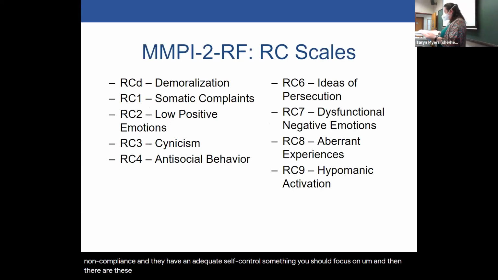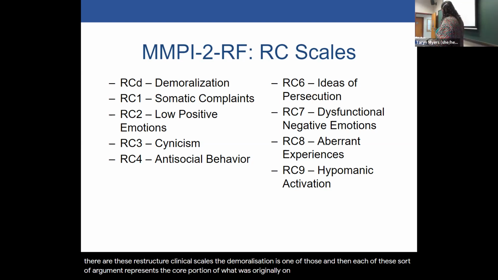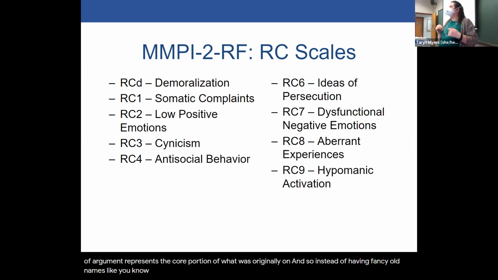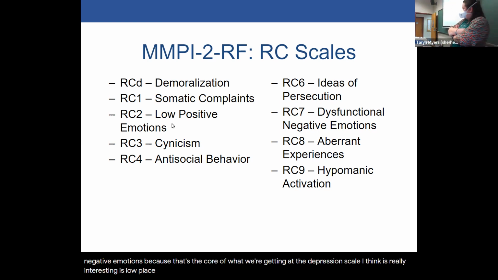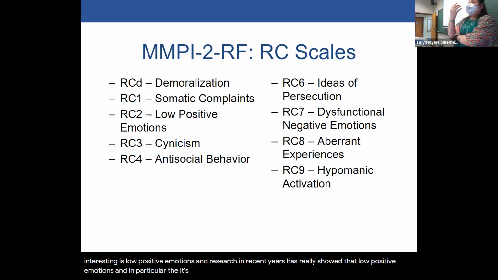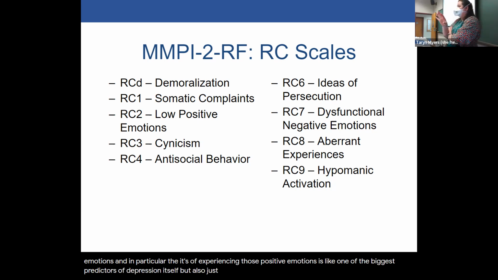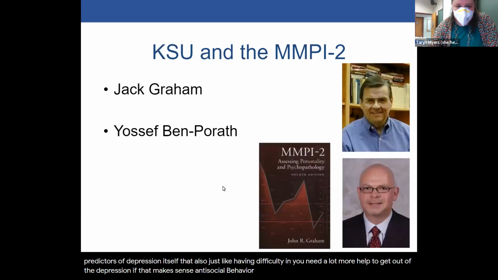And then there are these restructured clinical scales. The demoralization is one of those. And each of these represents the core portion of what was originally on the MMPI 1. And so instead of having fancy old names like psychesthesia, which was the anxiety scale, now we have just dysfunctional negative emotions, because that's the core of what we're getting at. The depression scale, I think, is really interesting: it's low positive emotions. Research in recent years has really shown that low positive emotions, and in particular the absence of experiencing those positive emotions, is one of the biggest predictors of depression itself, but also of having difficulty getting out of the depression; you need a lot more help, if that makes sense. So, antisocial behavior, things along those lines.